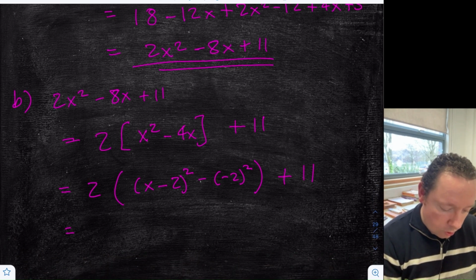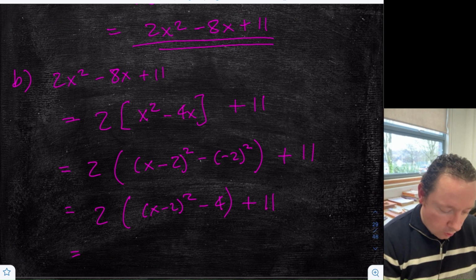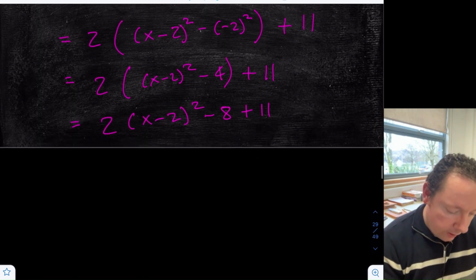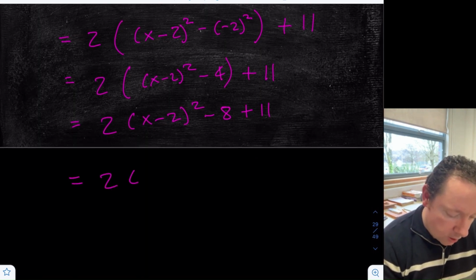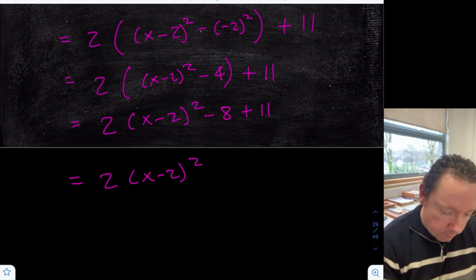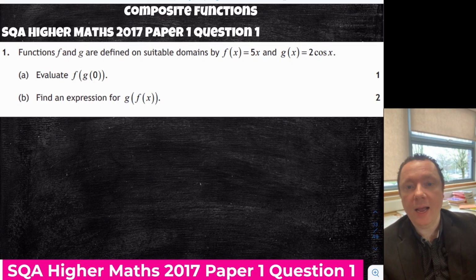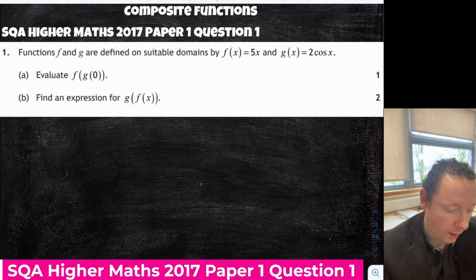So that equals 2 (x minus 2) squared. 2 2's is 4, so minus 4, and then plus 11. And then expanding the bracket, we get 2 (x minus 2) squared, 2 times minus 4 is minus 8, plus 11. That gives us a final answer of 2 (x minus 2) all squared, minus 8 add 11 is plus 3. And we're done there.